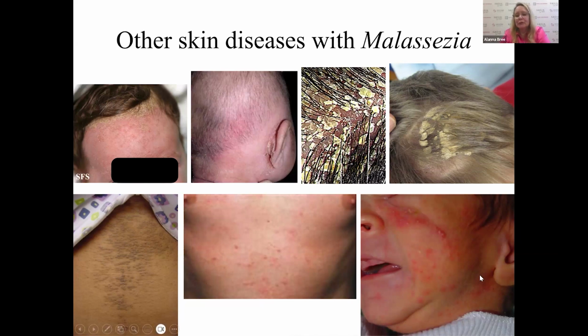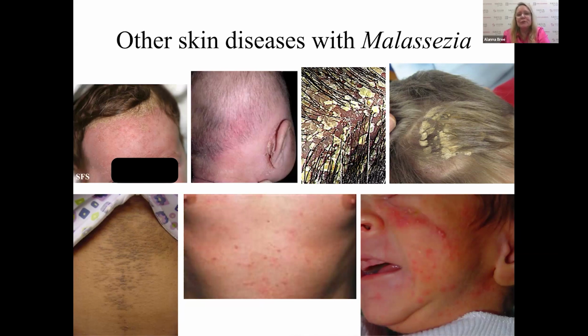And then neonatal cephalic pustulosis is another condition that little babies can get in those first few weeks of life, with a significant inflammatory response to Malassezia. So again, these are things that you will see in clinic, especially if you do pediatric dermatology. So be on the lookout for those, and know what they are and treat appropriately.